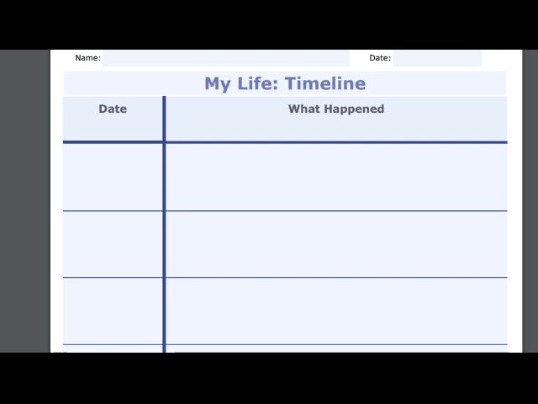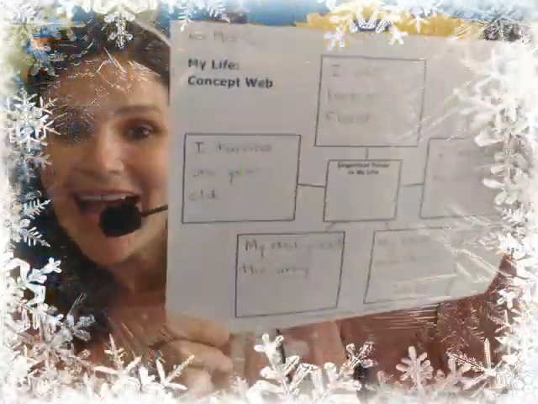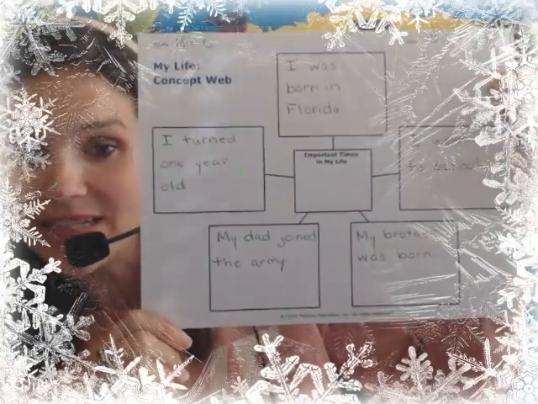So here's what I did for my timeline. I knew what my events were because I already had my concept web. I was using this as my plan, right? I found pictures that went with each of those events, and then I printed them out. I made them really tiny. You can see I've already cut some, and I printed them out on a piece of paper.